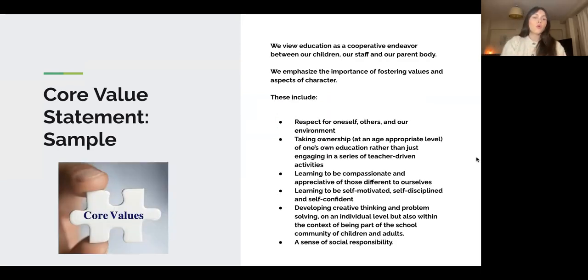Then you move on to a core value statement sample. This is just a sample that we have taken from the sample parent handbook we have in our collection of what a core value statement can be. See how we've broken it down in bullet points. We've made it really easy to digest for these parents. Starting out with, we view education as a cooperative endeavor between our children, staff, and our parent body. We emphasize the importance of fostering values and aspects of character. These include... This just allows parents to kind of read through what your school values, how you carry yourself, what your beliefs are. And I think this is important because they're agreeing to be a part of this community. So it's important for them to understand what's valued there.